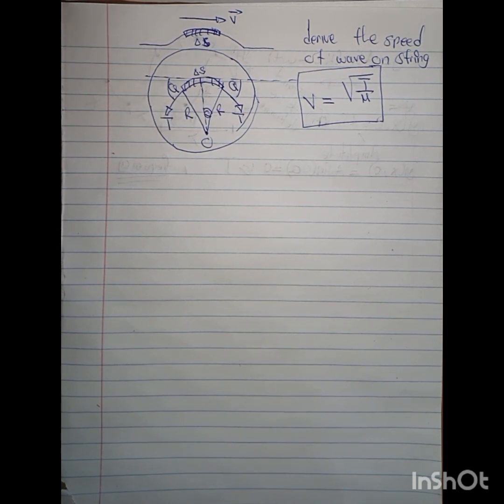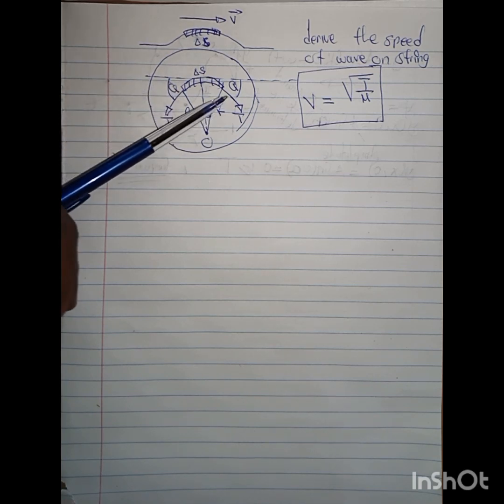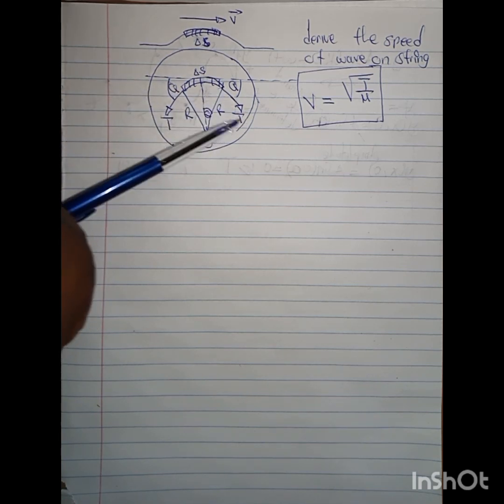We can see that both on the left and on the right we have the tension. We have this tension and we also have this tension, and these two tensions are acting at certain angles. We have this angle and this other angle. The two angles are equal because the tension over this part is the same tension that is present on this side.